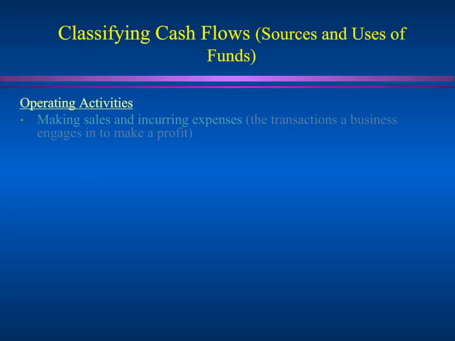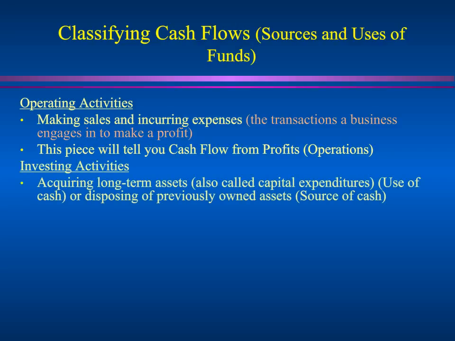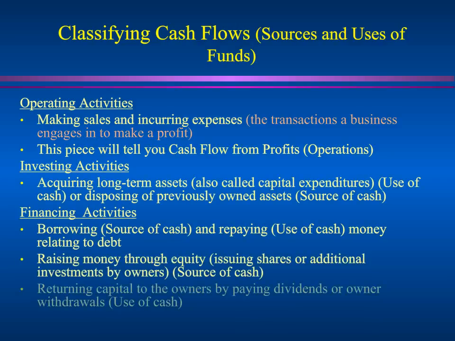Okay, classifications on the cash flow statement. Operating activities. Hopefully that's when you're making sales and incurring some expenses but making some profits. These are transactions a business engages in to make profits. That part of the cash flow statement tells you the money that came in, again, if you have profits, from your daily activities, from your operations.